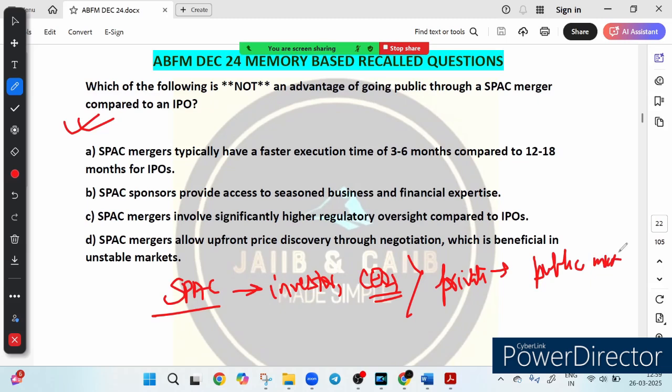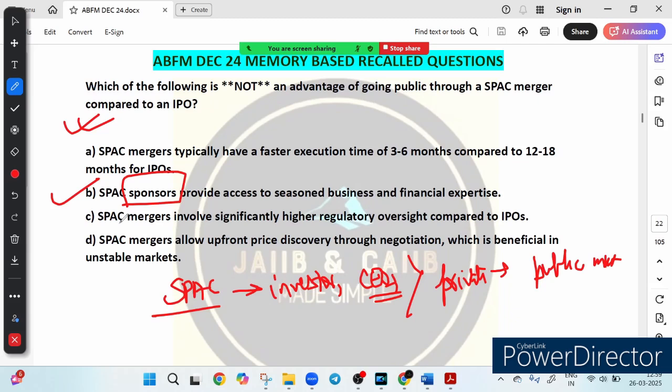For example, imagine you want to start an online business but don't know digital marketing. If an expert entrepreneur joins you and helps with the funding and strategy, you will succeed faster. That is exactly what SPAC sponsors do for a company. So yes, this is an advantage of SPAC. Option C: SPAC, a special purpose acquisition company. Now let's look at the next part.